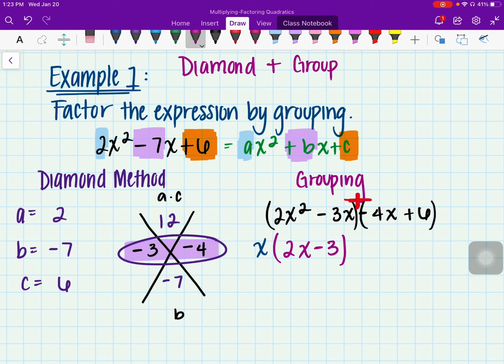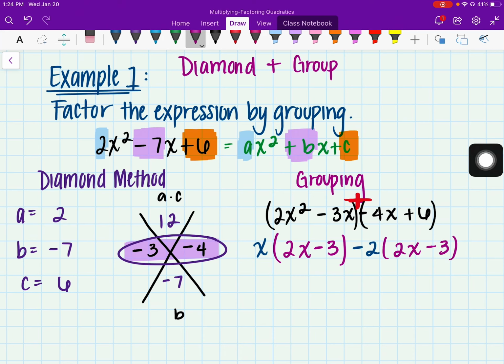Now, moving on to the next one, guys, we have -4x and +6. The only number I could think of that they have in common, keeping in mind that we have a negative number here, would be -2. So I'm going to factor out a -2. And inside the parentheses, we should have 2x minus 3 left.